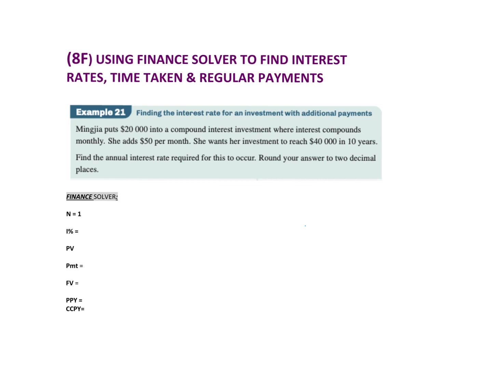So let's have a look at our example here. It says Minja puts 20,000 into a compound interest investment. So remember, when you're investing, PV is negative, so it's going into the bank. And where it compounds monthly, so compound monthly means we can see that PPY equals 12. And then she also adds an extra $50 per month into the bank. So if she's adding it into the bank, that's going to be a negative payment. Whenever you're putting into the bank, it's a negative.